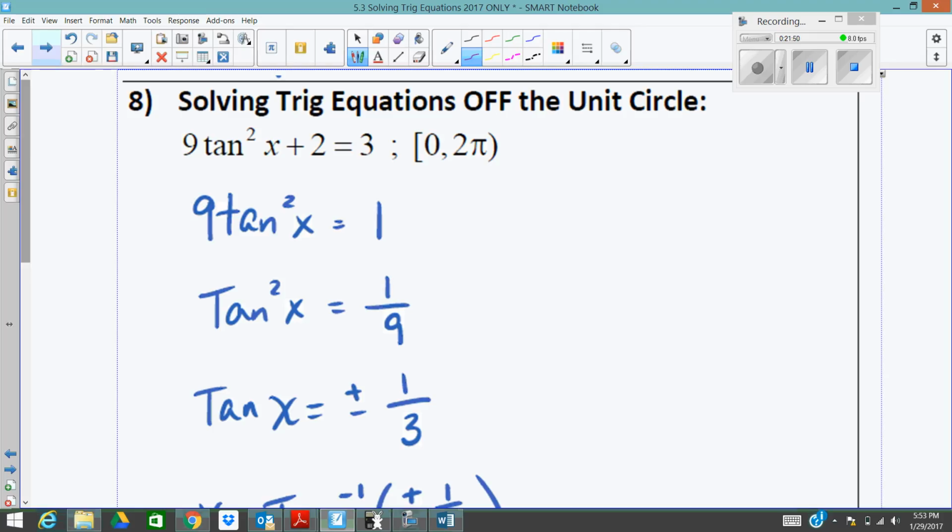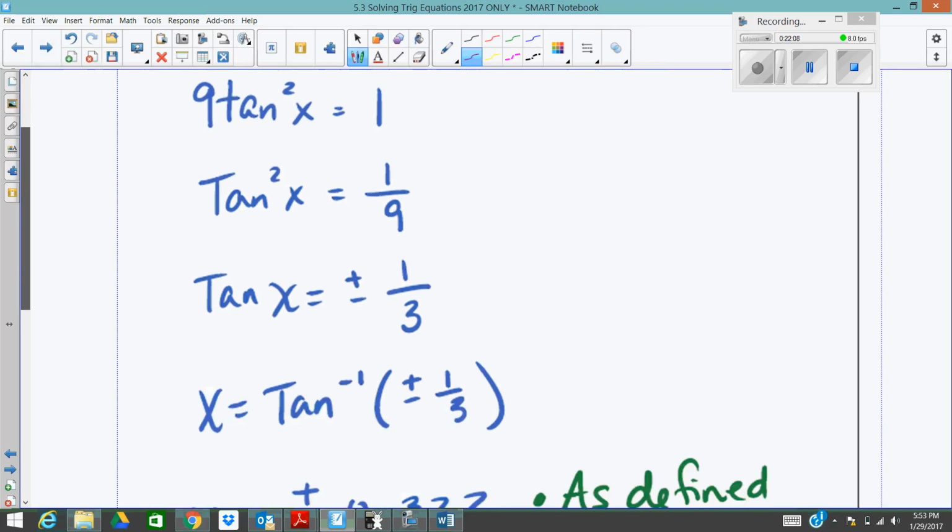So the last example is solving a trig equation off of the unit circle. So same steps as before, you're going to add the 2. No, I'm sorry, subtract the 2 over to the right side, divide by 9, square root, so we get tangent of x equals plus or minus 1 over 3.